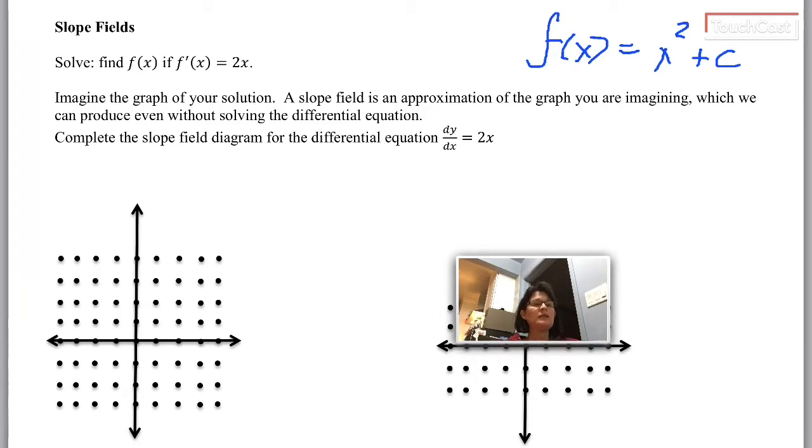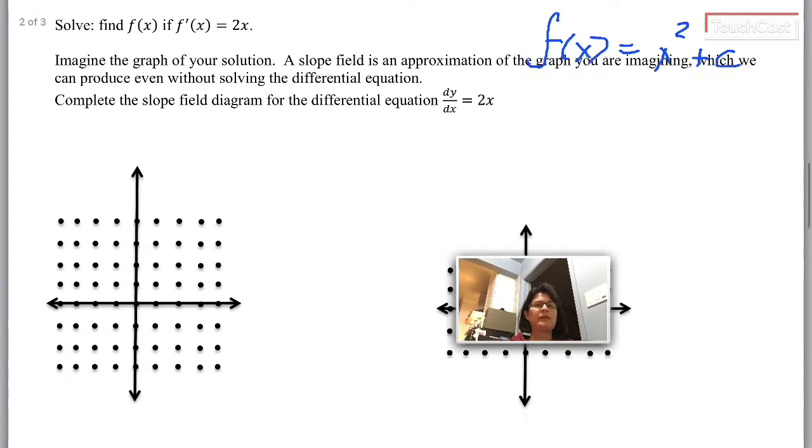So this is something you will be expected to do on the AP test. You'll be expected to produce a slope field diagram of your own. You'll be expected also to inspect a slope field diagram and draw conclusions from it. So we're going to practice both. So here we're going to make our very first slope field diagram.